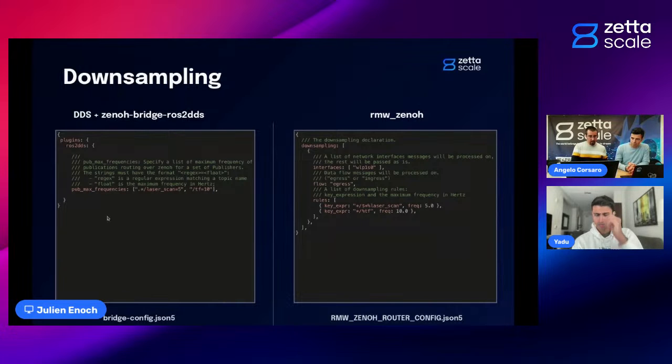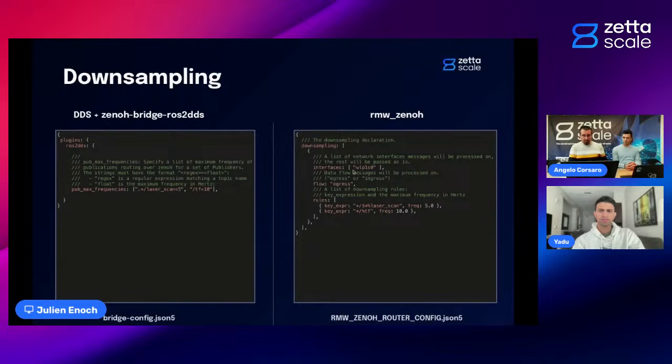So it was a configuration in the plugin ROS2 DDS named pub max frequencies, where we specified a regular expression for the topic name and a frequency in hertz. We just recently added this same feature in Zenoh router in Zenoh version 0.11, and it's now available also for RMW Zenoh. So you can just configure your Zenoh router with a downsampling section.